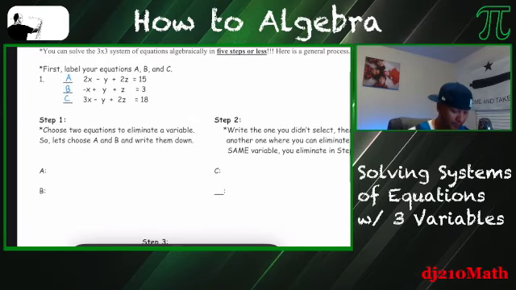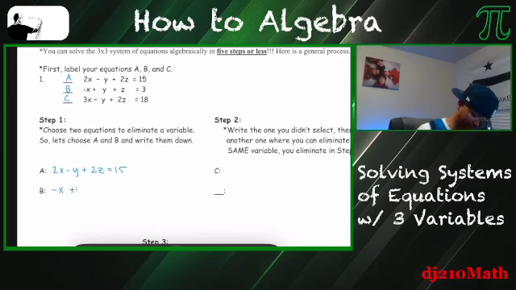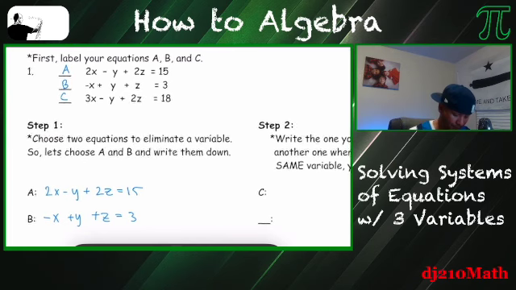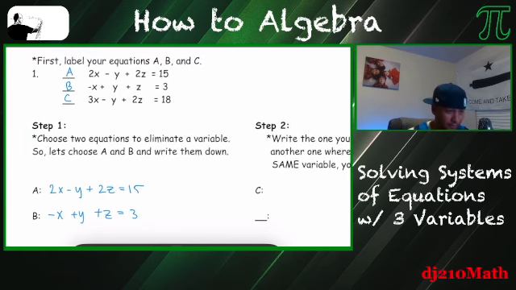All right, so step 1, we're going to choose 2 equations to eliminate a variable. Normally it doesn't matter which ones you choose. Here they want us to choose A and B because they're trying to show you something very specific. So A: 2x minus y plus 2z is equal to 15. B: minus x plus y plus z is equal to 3. Again, I strike my z's because my z's look like 2's. That's one of my tips. So we have A and B.